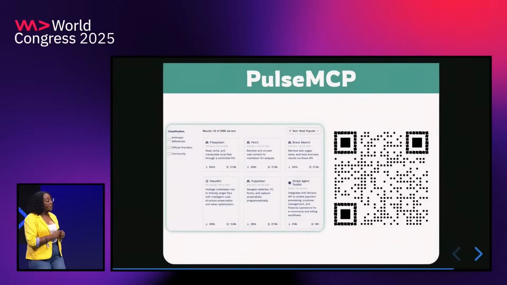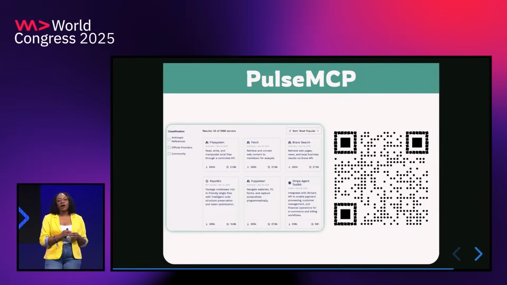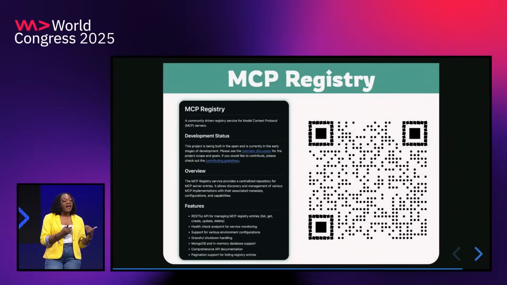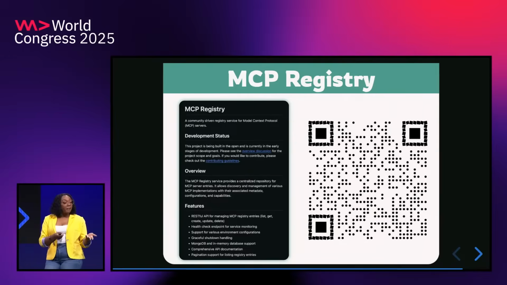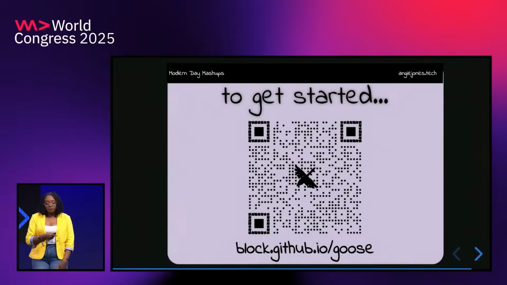And then there's PulseMCP, which is my favorite. I love how clean the UX is on this site. And you can see some indicators of the popularity of an MCP server by the GitHub stars and number of downloads and stuff. And then Block, my company, is working with GitHub and PulseMCP on an official MCP registry service, which is a unified catalog of MCP servers that can be discovered programmatically by your agents.